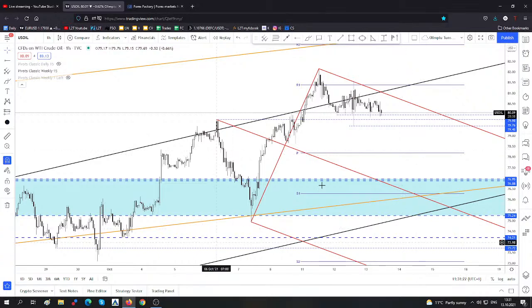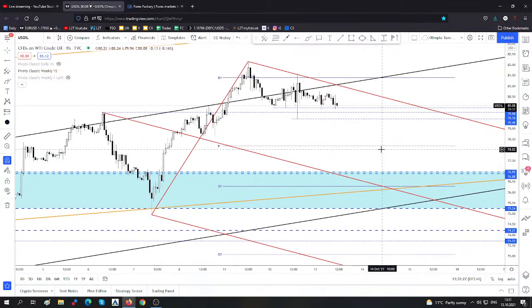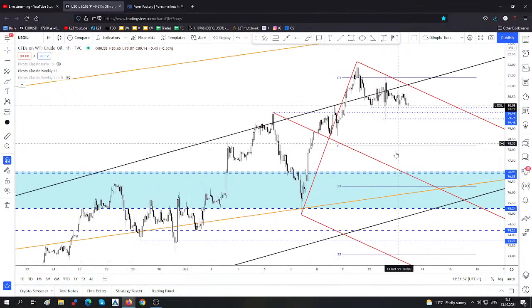Okay, so I will come back maybe later with the trade setup in US oil, after I get confirmation here, after the price of oil ends its sideways movement in the short term.